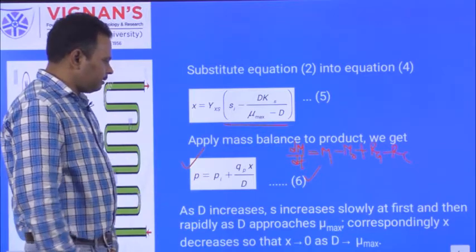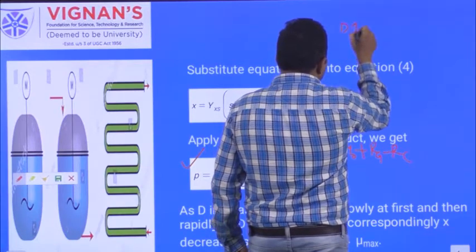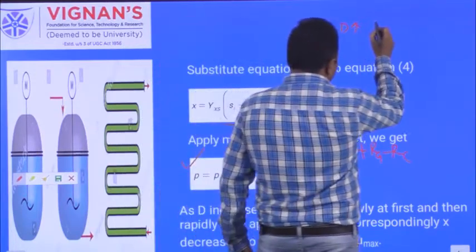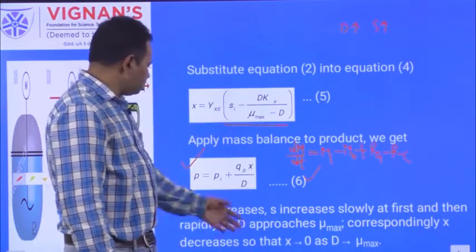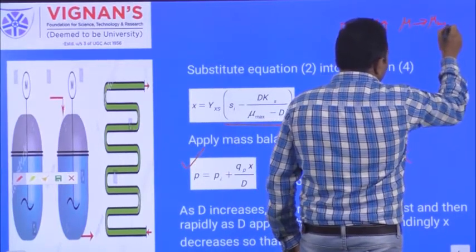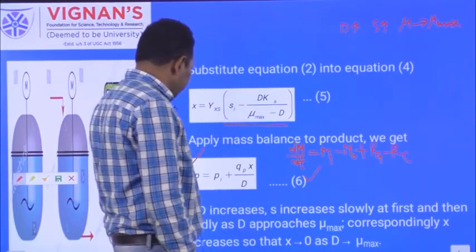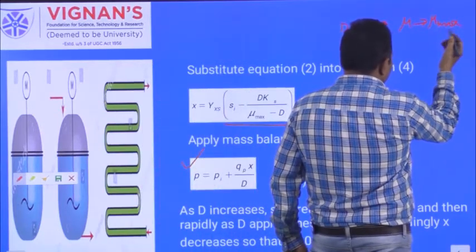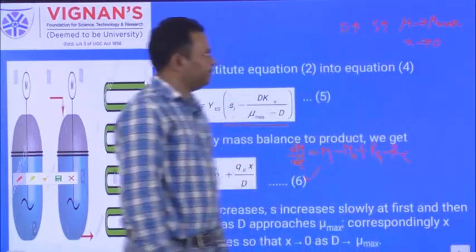Further, as the dilution rate D increases, what happens? For a continuous fermenter, as dilution rate increases, F increases. When F increases, the substrate concentration within the fermenter increases, S increases. As S increases, mu also increases, and mu reaches mu max. When mu reaches mu max, generally what happens? Correspondingly x decreases and x tends to 0. As mu tends to mu max, x tends to 0. What does it mean?